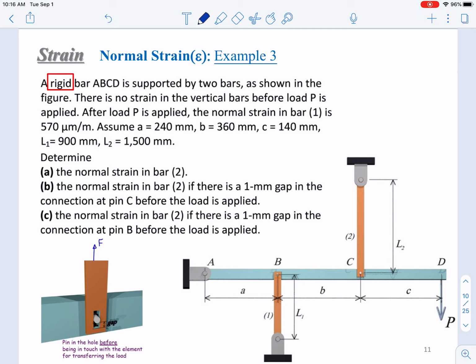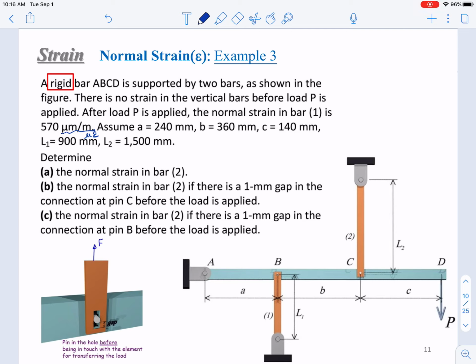This is micro strain, right? So this is just micro strain. Assume A, B, C, L1, L2, those dimensions have been given. Determine the normal strain in bar 2. And also the normal strain in bar 2 if there is a gap in the connection at pin C before load is applied, or a gap in the connection at pin B. Right, these are 3 questions.